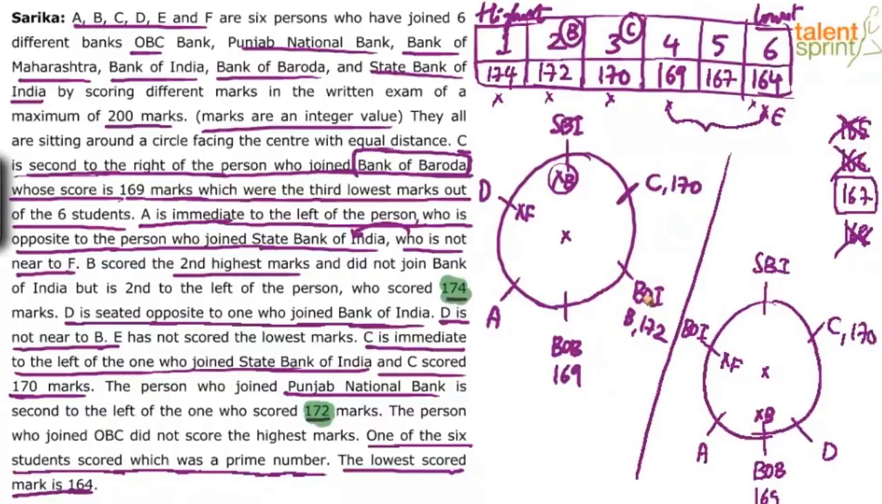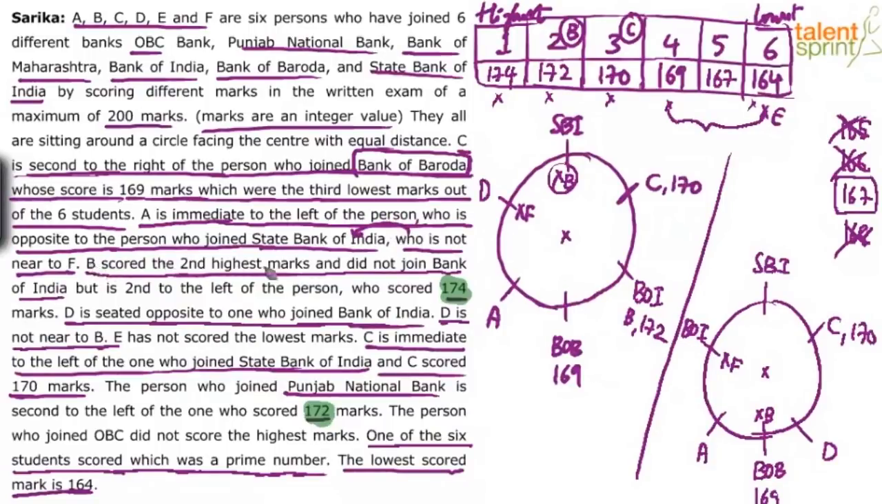Similarly, see if something can be done here. A, D, C have already occupied these 3 seats. So B cannot come there. B cannot come here. B should either come for Bank of India or SBI. But look at this again. B scored the second highest marks, this we have noted, and did not join Bank of India. Okay, that point is clear, right? First case is wrong already.